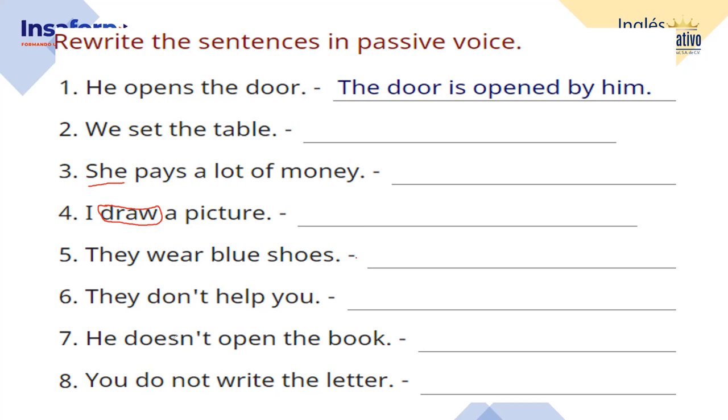Ahorita están buscando the past participle of the verb wear. But that is okay. That is good. Blue shoes are worn. Worn. By they? No. Object pronouns: them. By them. Them. Okay. Number six.